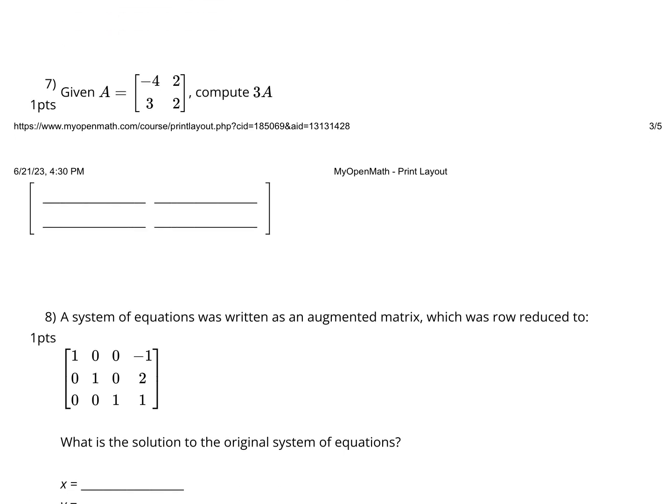Okay, number 7. Given that A is this matrix, compute 3A. So we're just multiplying each element by 3. So -4 times 3 is -12. 2 times 3 is 6. 3 times 3 is 9. And 2 times 3 is 6. And that's all there is to that one.